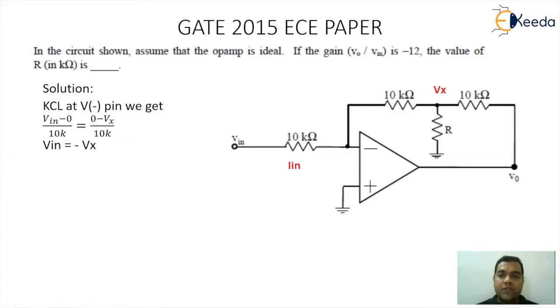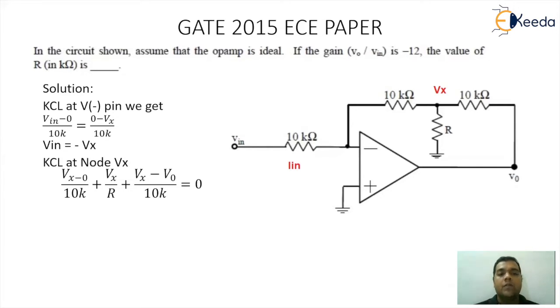The next step is to apply KCL at node Vx. KCL at node Vx will give us Vx minus 0 by 10K plus Vx by R plus Vx minus Vo by 10K is equal to 0. Now we are aware that Vin is equal to minus of Vx, so wherever we have Vx, we can replace it by minus of Vin.